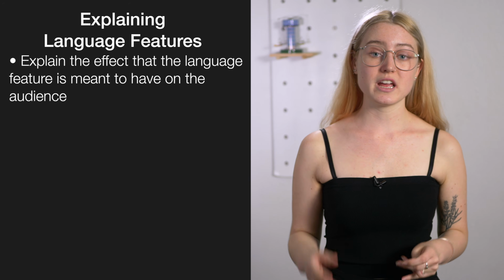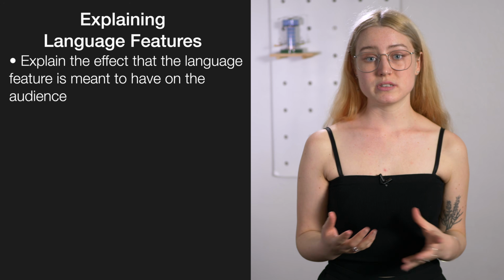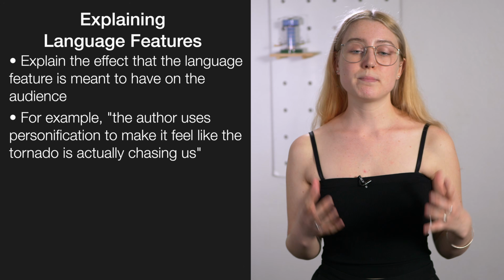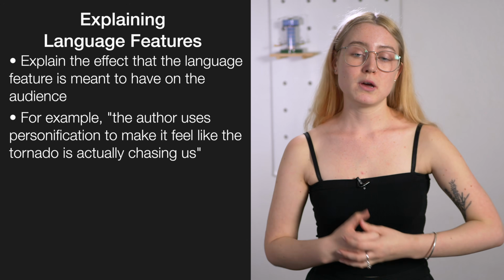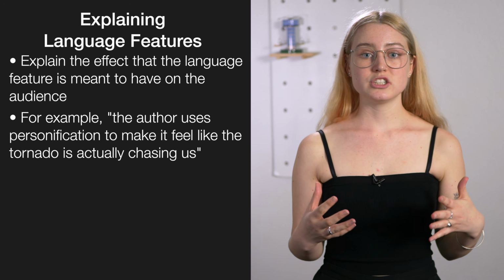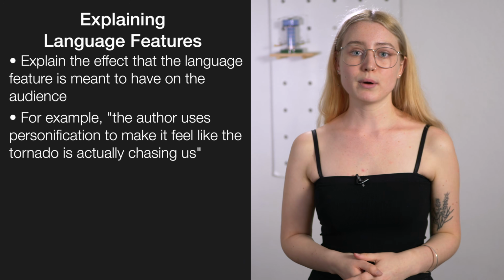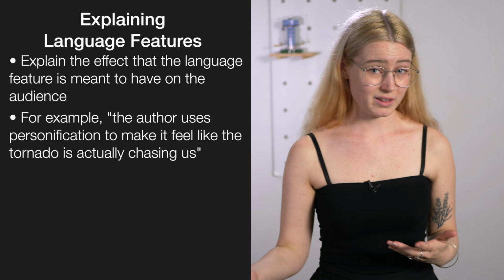One of the easiest ways to go from achieved to merit is doing more than just identifying the language features within the text. You're actually explaining the effect and what it's supposed to be doing. So say for example you have personification. It does more than just apply human tendencies to an inanimate object. So you could say something like, the author uses personification to make the tornado feel as though it was actually chasing us, as opposed to the author just thought it was a nice thing to put in there.